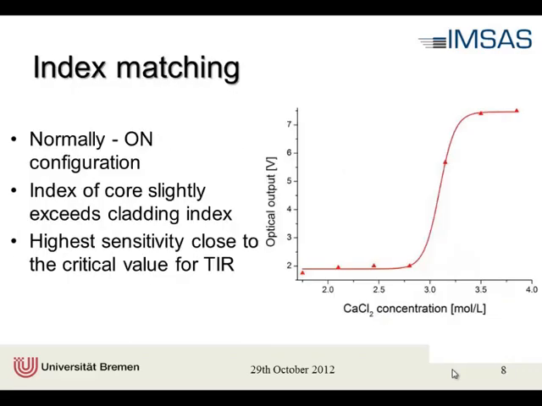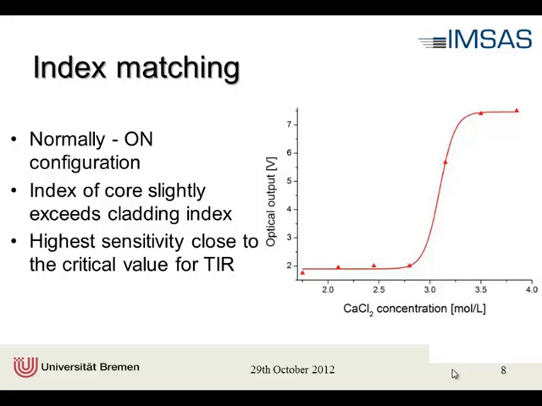One important criterion for the functionality of this light modulator is index matching. The index of the core solution has to slightly exceed the index of the cladding. In this case, we get a normally on configuration. That means that at room temperature, light is guided through the waveguide.